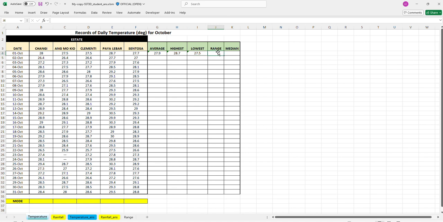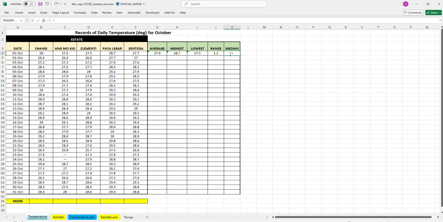And range, how do we find range? There is no formula for range. We have to use calculation from the highest minus away the lowest will be range.